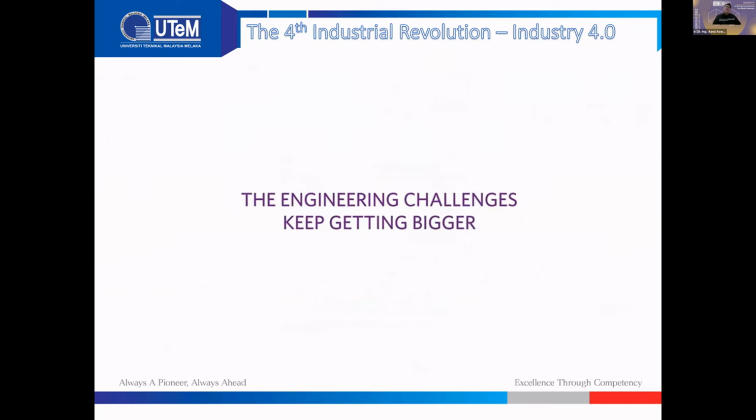So you can see that the engineering challenges keep getting bigger then. As you can see from the video, the main goal of manufacturing is still there. Every time it changed from Industry 1.0, 2.0, 3.0, every time we try to get a bigger output, reduce costs, and also get a better system in order to produce high quality products then.